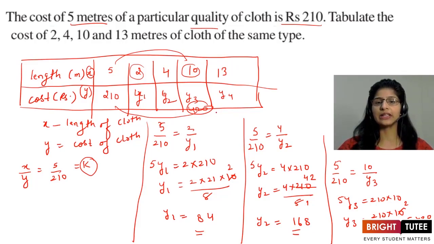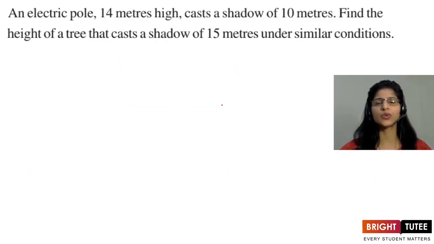And the last one, 13 to y4. Can you just try it independently in your notebook? I hope you can do it. So you will be writing 5 upon 210 equals 13 upon y4, and you can get the value of y4. Let's move to the next question.